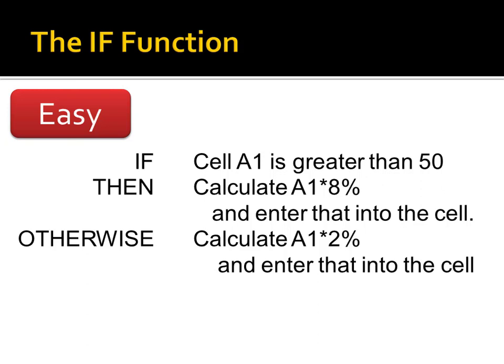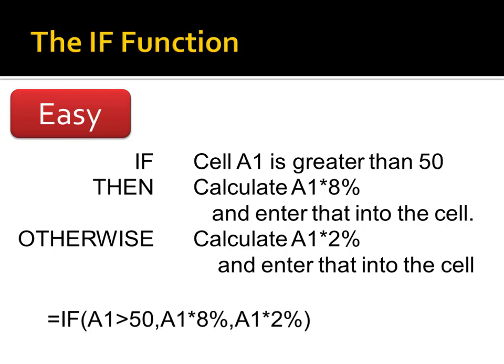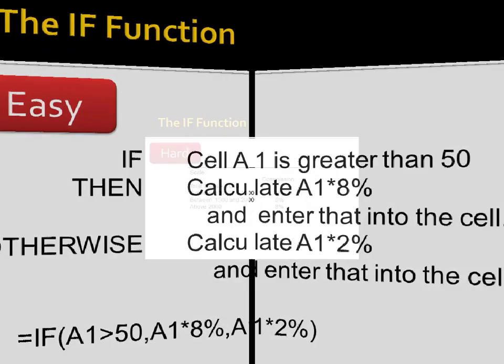30 times 2%. How would I write this? Like this. Equals IF paren A1 greater than 50. That comes from my if statement at the top. Comma, which means then A1 times 8%. Comma, which means otherwise, he gets A1 times 2%. See, these are easy, right? These are easy. But guess what?